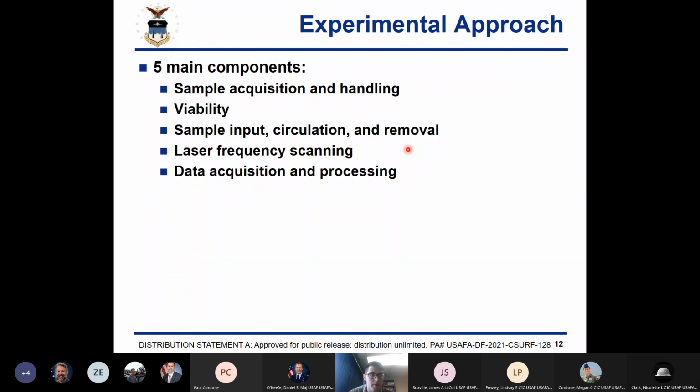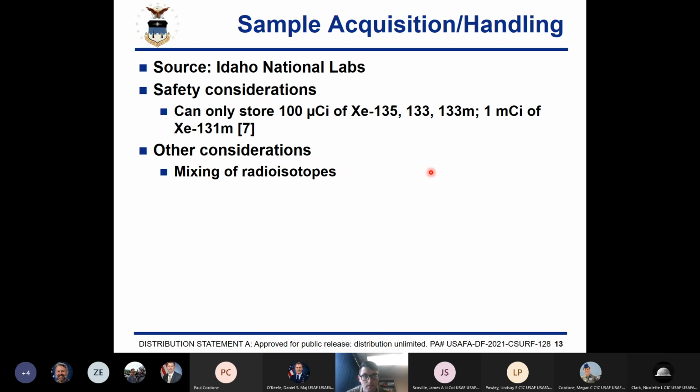So next, moving into our experimental approach, there were 5 main components which we needed to address. First, how we're going to acquire and handle our samples. Second, the viability of our experiment. Third, how we're going to input, circulate, and remove our radioxenon from our system. Fourth, how we're going to scan the frequency of our laser. And then finally, how we're going to acquire and process our data.